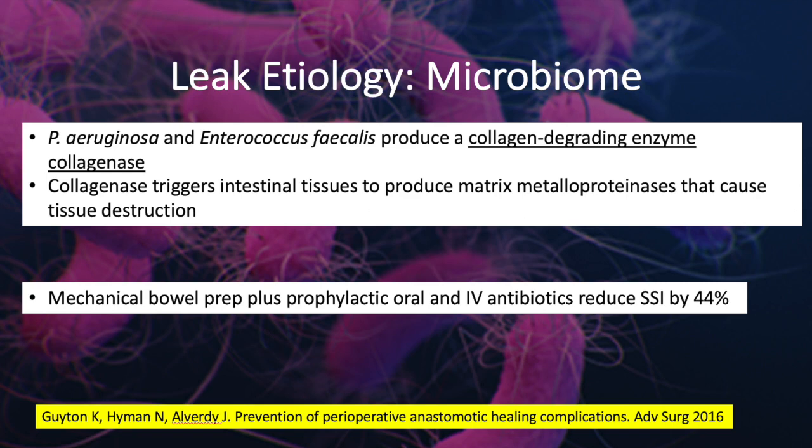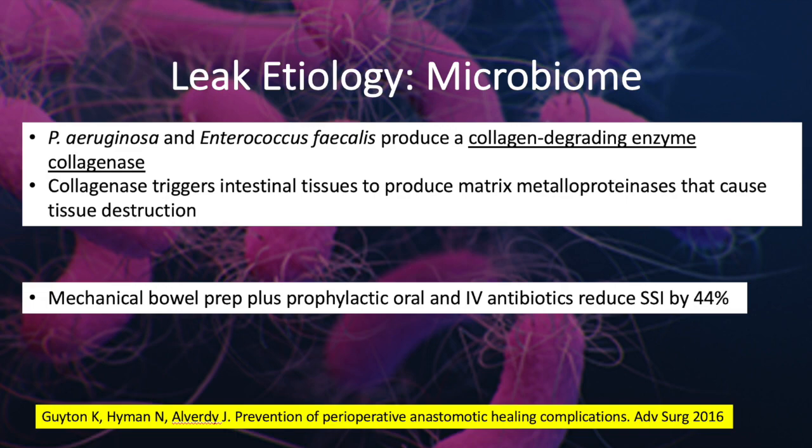We know that certain microbes like Pseudomonas and Enterococcus produce a collagen-degrading enzyme called collagenase. The collagenase then triggers the production of matrix metalloproteinases that cause further tissue destruction. This cascade has supported the indication for mechanical bowel prep and oral and IV antibiotics as prophylactic measures against leak and surgical site infection.